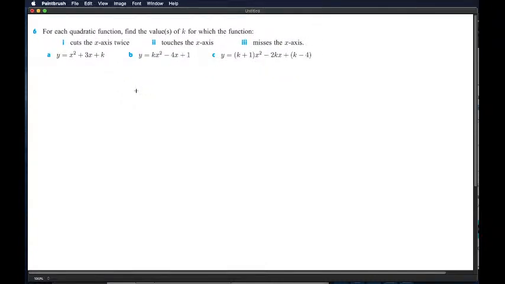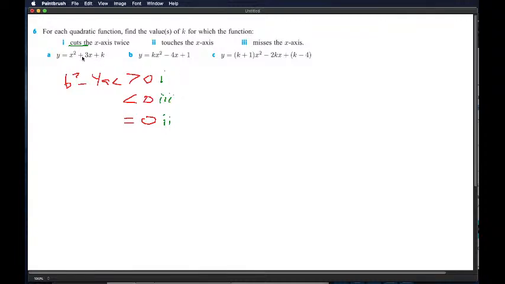So there's A, B, and C. So the discriminant is b squared minus 4ac, and it's either greater than 0, less than 0, or equal to 0. And in this problem, they actually check all three of them. So cuts the axis twice, so this is part one, touches the axis, which is part two, and then misses the axis, which is part three. So those are the three here. So you can check all three of them depending on what you want to do.